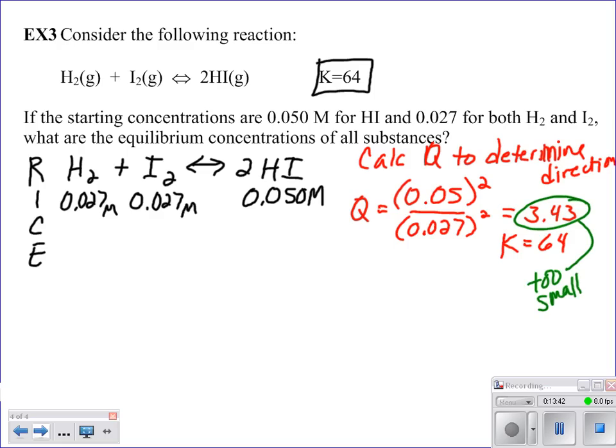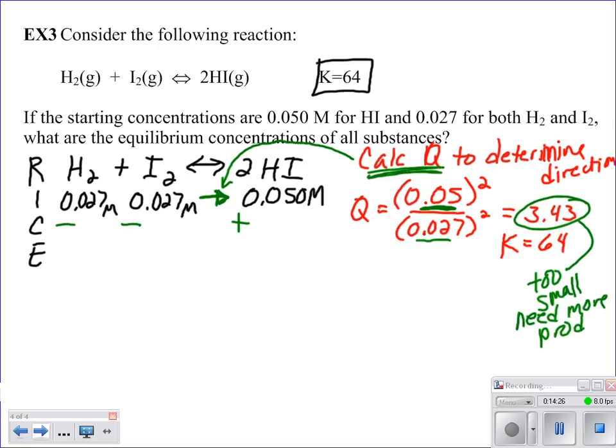So because it's too small, remembering that it's products over reactants, I need more of the stuff on top. I need more products. I've got too much of my reactants. So I need more products, meaning it is going to shift, or it's going to proceed in this direction. That's why we calculated Q, so that we could determine which direction that reaction will proceed. Meaning that we are going to add here and we are going to subtract from this side.